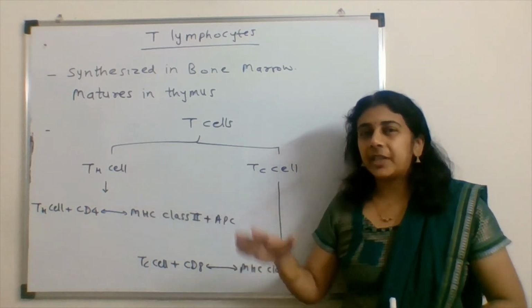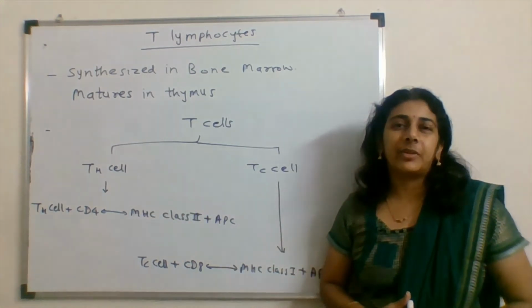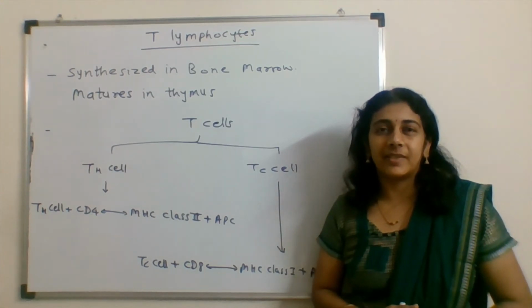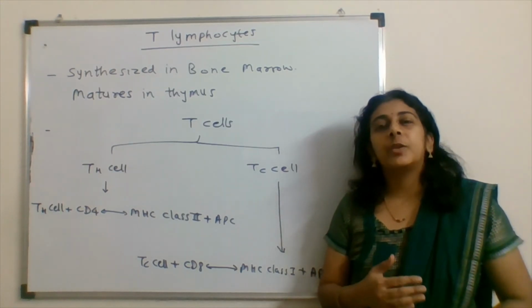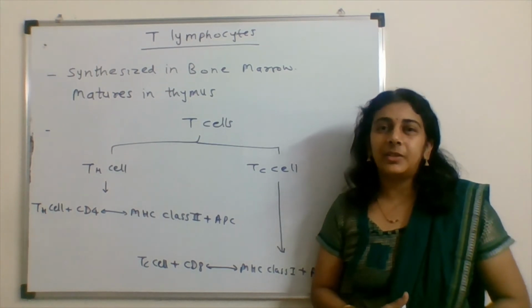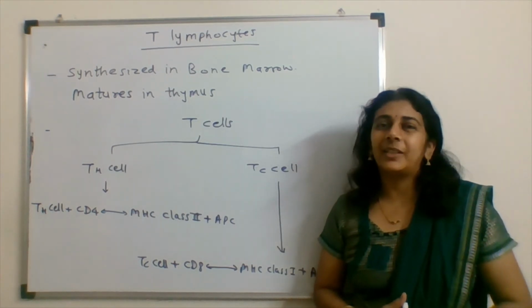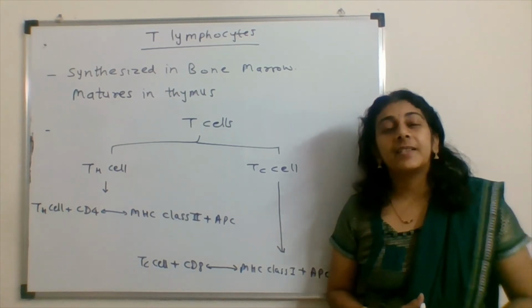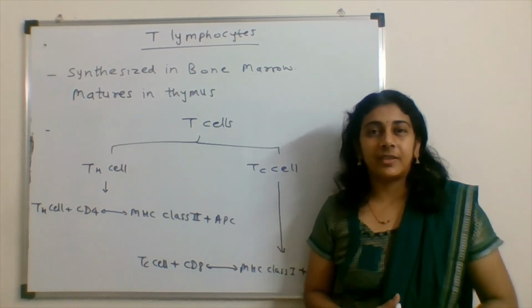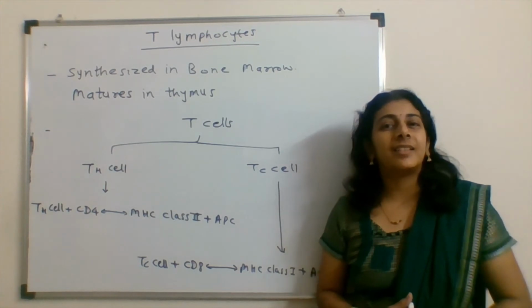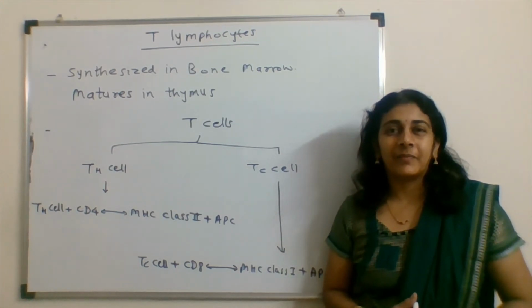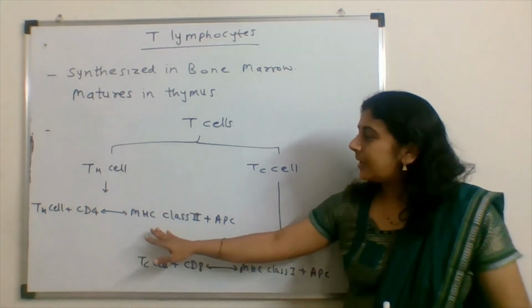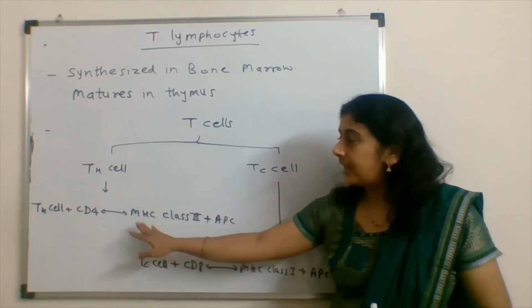The main thing about T cells is that they cannot recognize antigen by themselves. There should be antigen presentation to the T cells, and only then can T cells recognize the antigen. T cells have T cell receptors on their surfaces. Using that they can recognize the antigen, but it needs presentation. So here is the combination for the T helper cell.